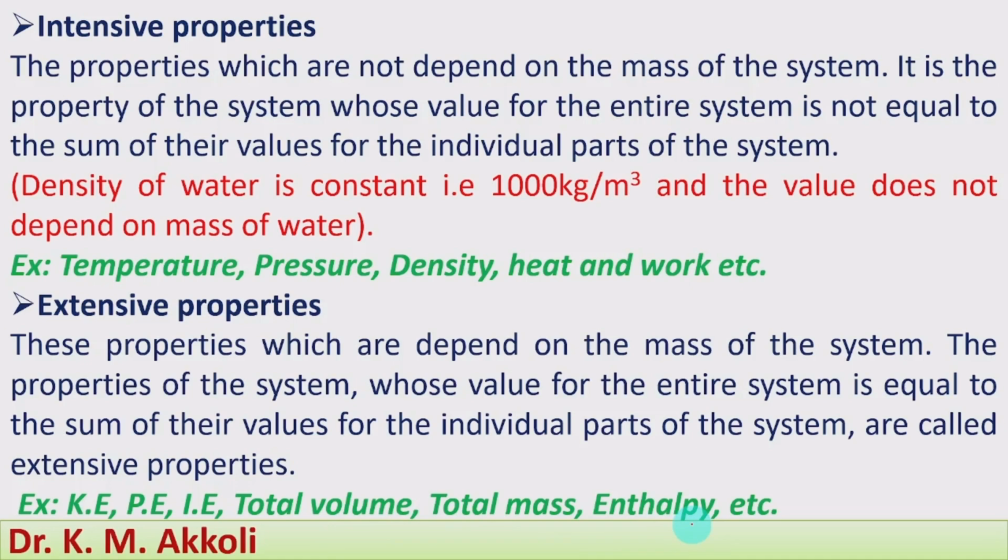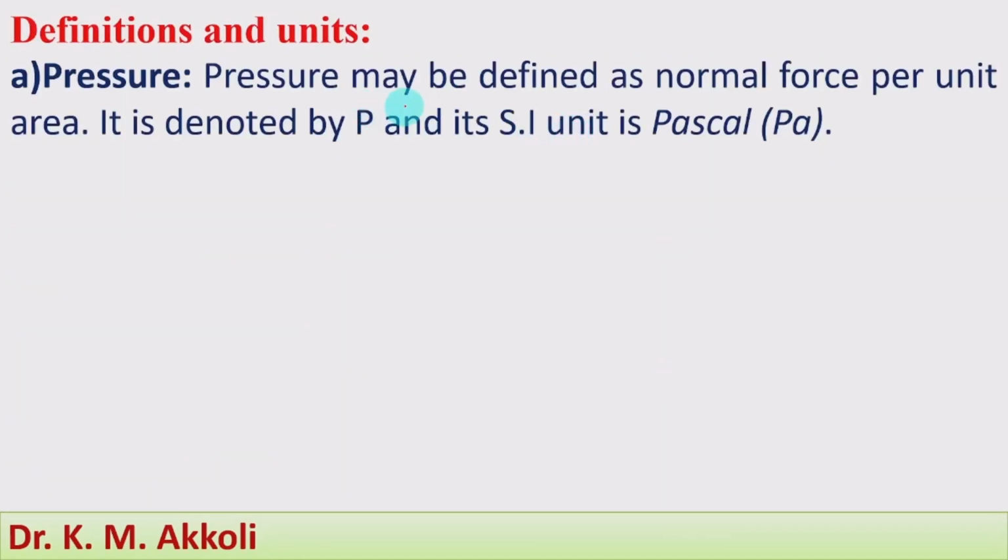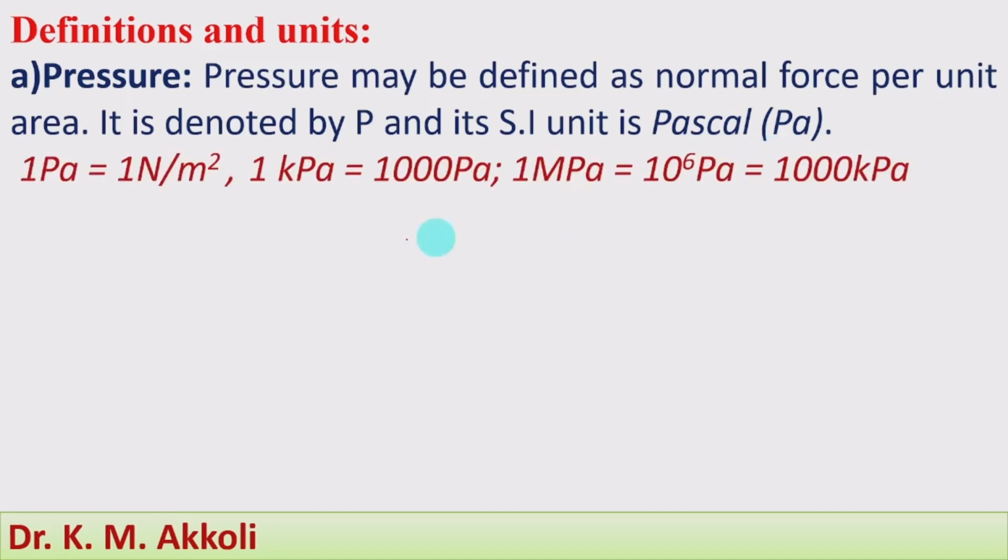Now, a few basic properties out of these we are going to discuss. The first one is pressure. Pressure may be defined as the normal force per unit area. It is denoted by P and its SI unit is Pascal. It is force per area, F by A, and its unit is Pascal, that is Newton per meter square. Also, here I am going to take the units of pressure. 1 Pascal is equal to 1 Newton per meter square.